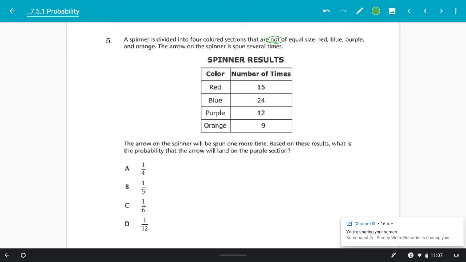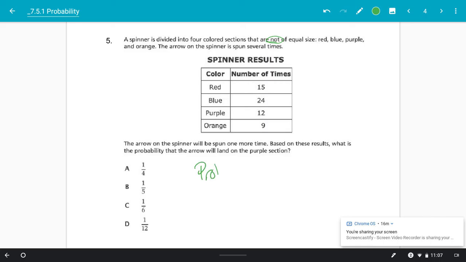So just by looking at that data, I'd be inclined, without having seen the spinner, to say that blue is probably a bigger section and maybe orange is a smaller section, right? It occurred less to get orange, so it's probably a smaller space that it would land on, and blue maybe is bigger because it occurred more. So the arrow of the spinner will be spun one more time. Based on these results, what is the probability that the arrow will land on the purple section?